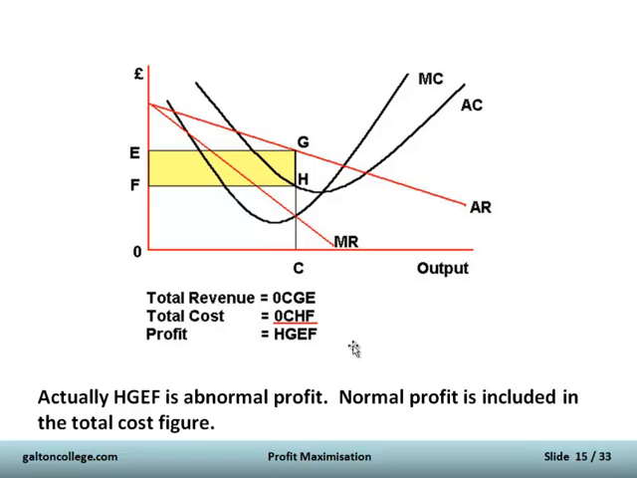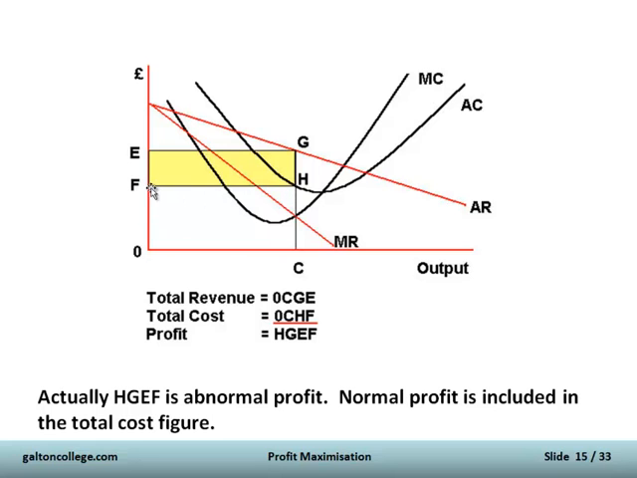Well, in this diagram, at the point of profit maximization, we have total revenue, which is OCGE. There's the average revenue curve. So if we take this point up, take it across, that rectangle, it's this amount here by this amount here. That's the total revenue. The total cost is OCHF, because that's right off the average cost curve. The point H is on the average cost curve. So that's the point there, which is total cost.